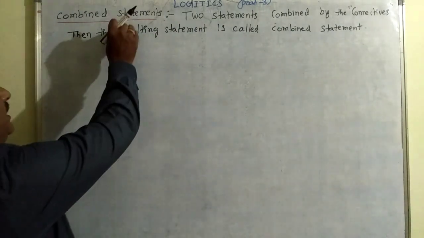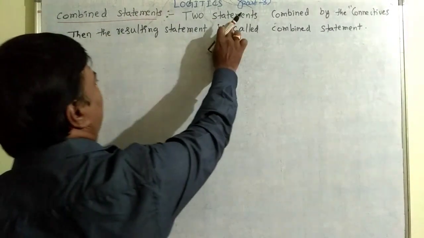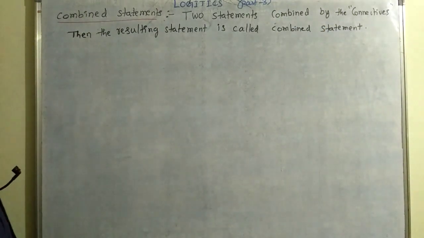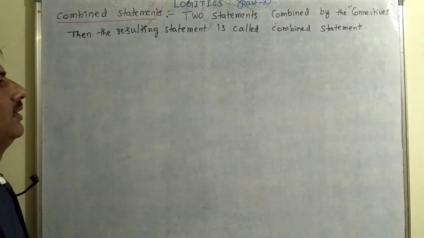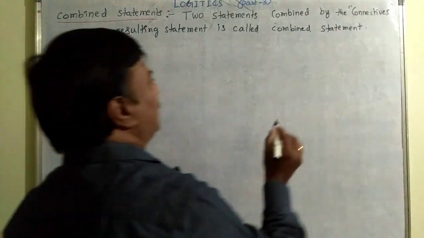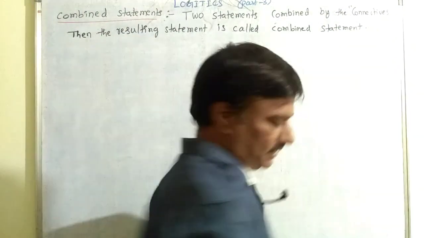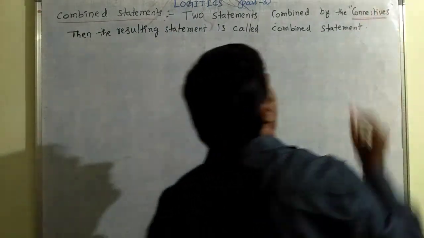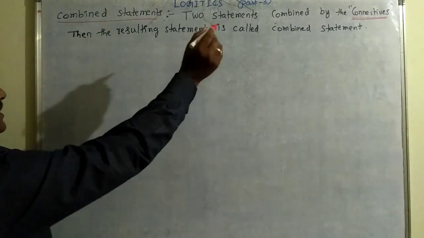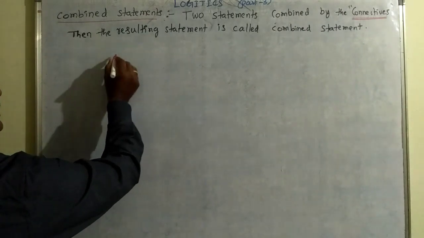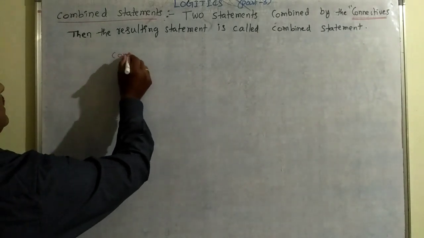A combined statement means two statements combined by connectives. Then the resulting statement is called a combined statement. Now, in this we use the word connectives. What are connectives? Two statements we can connect by the connectives.